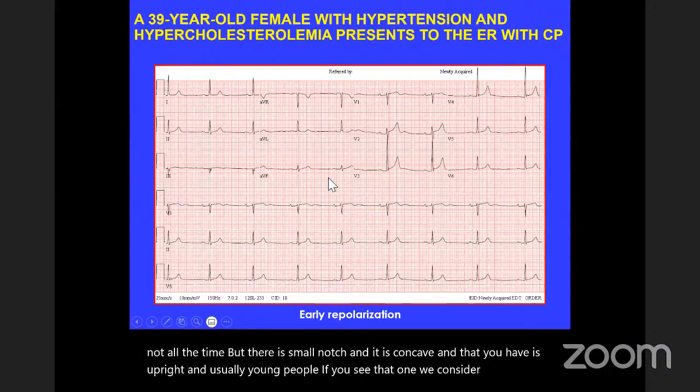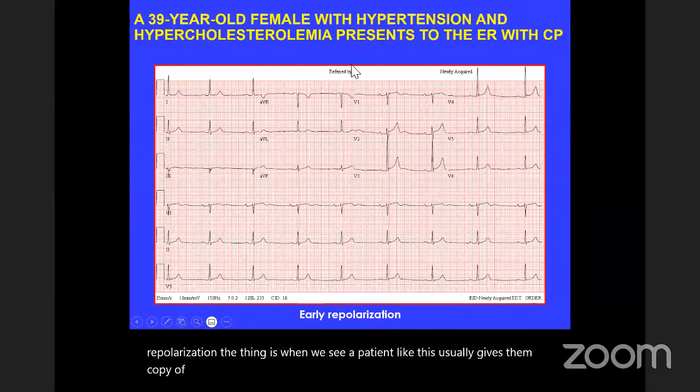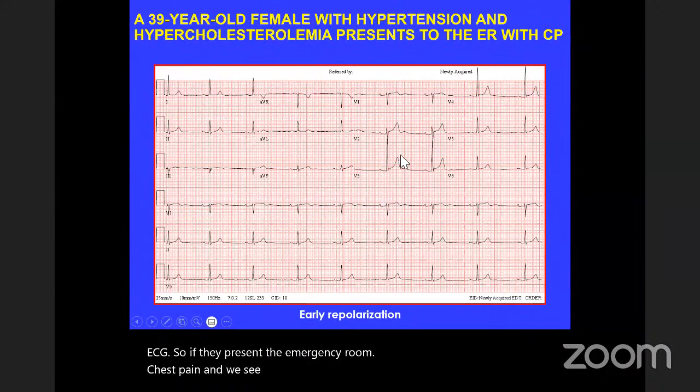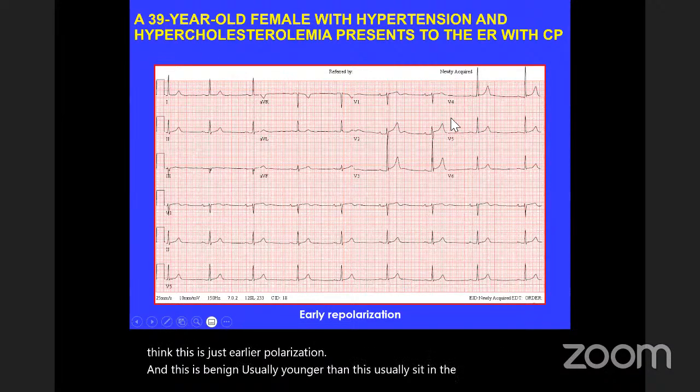The thing is, when we see a patient like this, usually we give them a copy of their ECG. So if they present to the emergency room with chest pain, and we see these changes, and we see the old ECG and it's the same, we think this is just early repolarization, and it's benign. Usually younger than this, usually see it in the 20s, early 30s, not 39, but some patients may have it persist for some time.